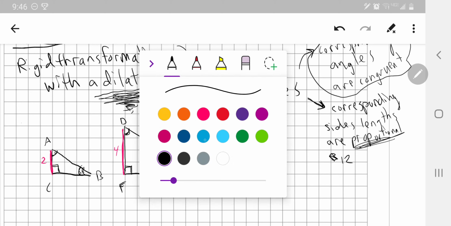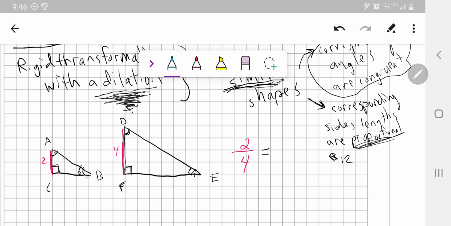So we're going to go CB. What side length is corresponding to that? That would be FE. So we'll count up the blocks, 1, 2, 3, and that compares to 1, 2, 3, 4, 5, 6. So we have 3 and 6, and all we have to do is check to see if these two ratios are equal. If they are, they form a proportion, and these two shapes are therefore similar. All right, so if we check these, 2/4 and 3/6 both equal a half, so they are equal.